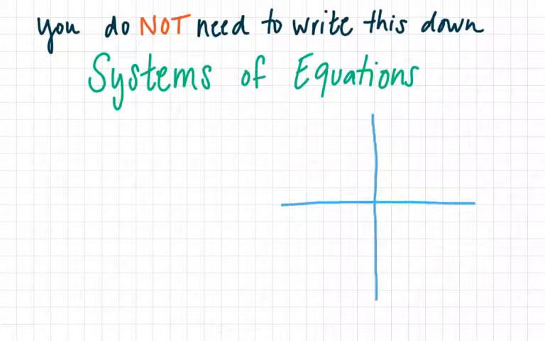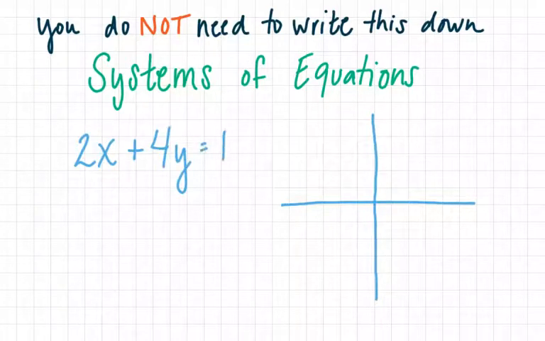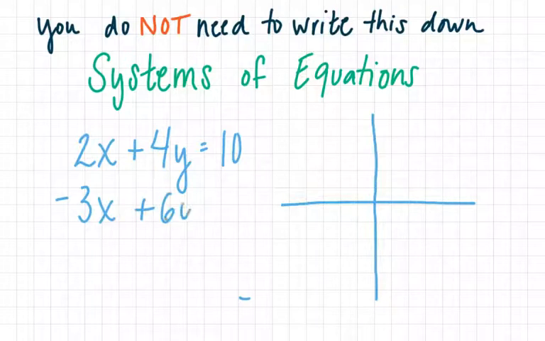So what we know is that an equation is a math sentence with an equal sign, and system means more than one. So an example of a system of equations is 2x plus 4y equals 10. Just an example. And then another equation would be something like negative 3x plus 6y equals 12. Okay, so this is called a system of equations because there's two.